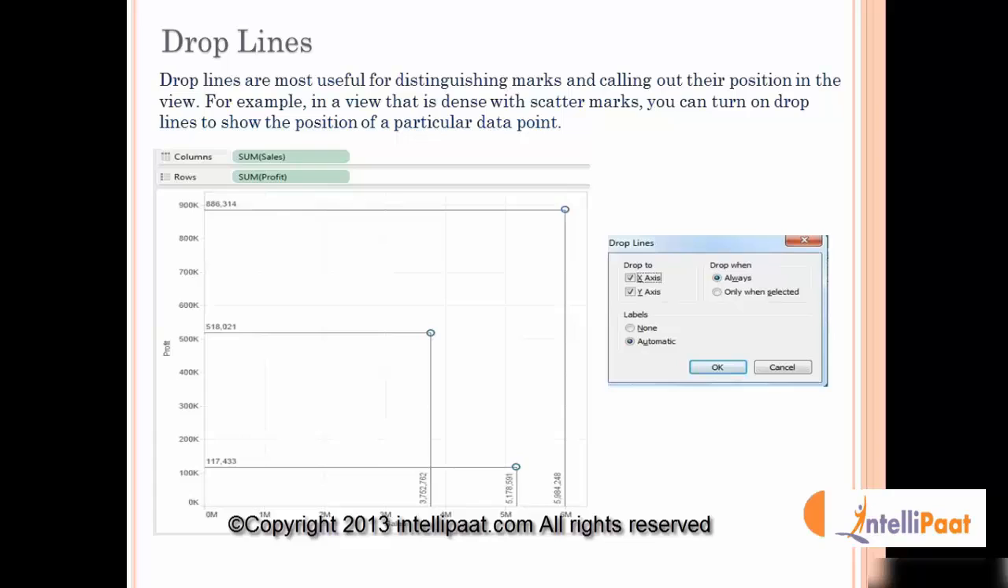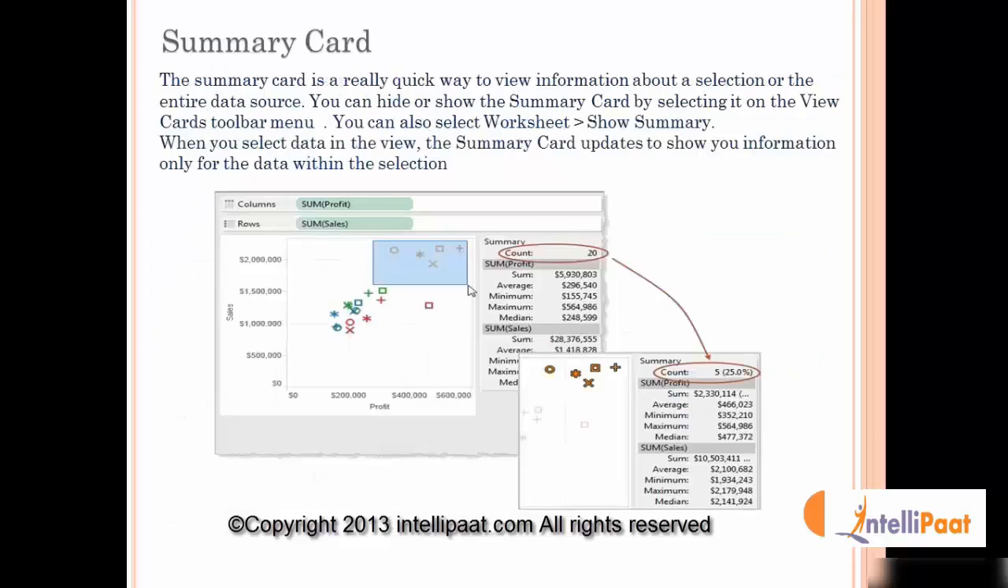And then we also looked at simple things like the drop lines, which, when we have a scatter plot, will give us the marks showing where the marks are lying and what the specific points are at which these are lying. So it just makes your plots more clear.